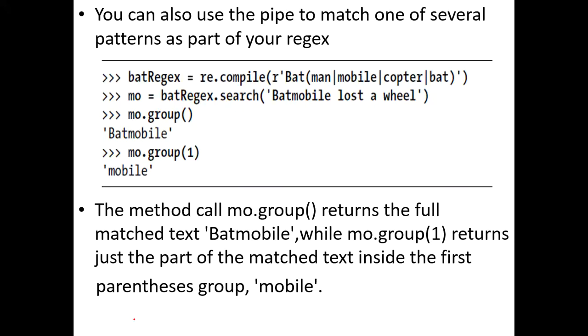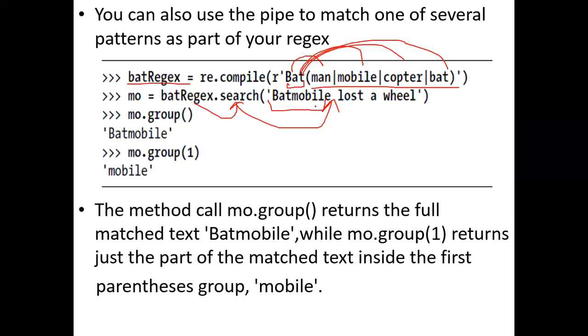Now, we can also use the pipe to match one of several patterns as part of a regular expression. Here I am using the first pattern as bat, followed by multiple patterns separated by pipes. That means it may match Batman, or Batmobile, or Batcopter, or Bat. Any one of them it is going to match. First we create a regular expression object. Using that object we call the search method, and for the search method we pass a string. From this string it is going to find this pattern. Yes, when we look at this string, it is going to match Batmobile.